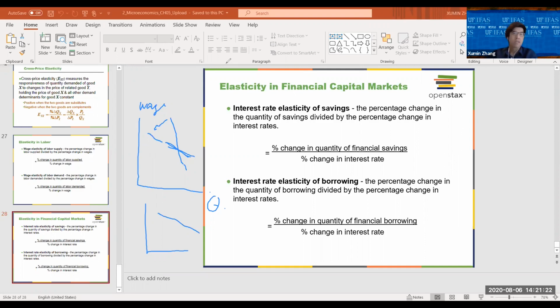All right, we will mention the labor market and financial market later, so make sure that you understand those basics, the demand and the supply of the labor market and the financial market.